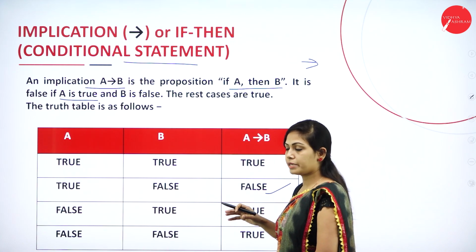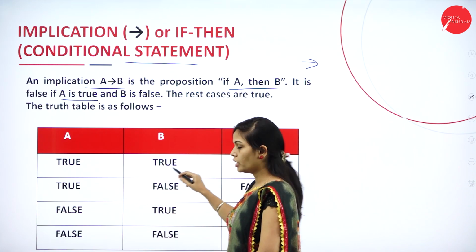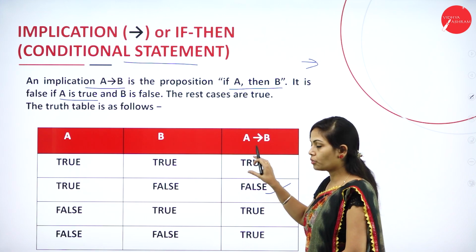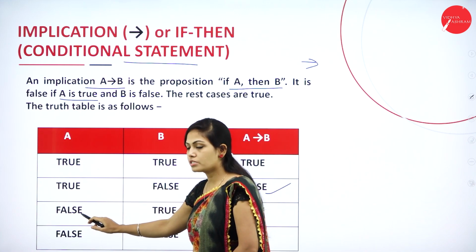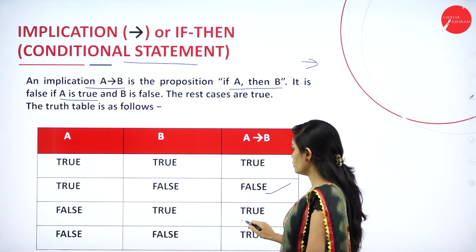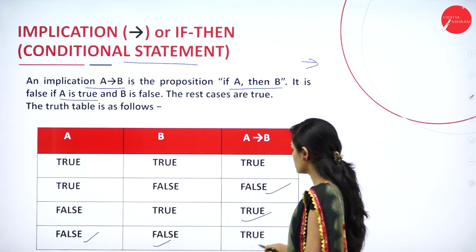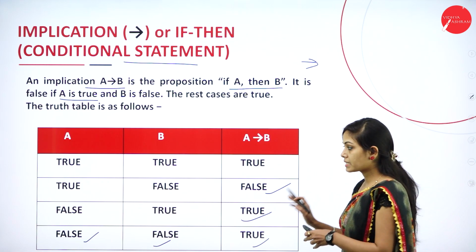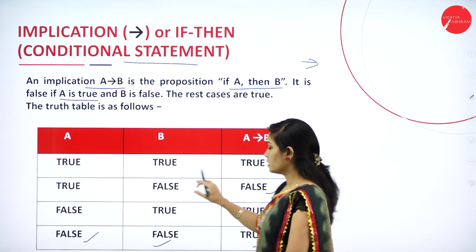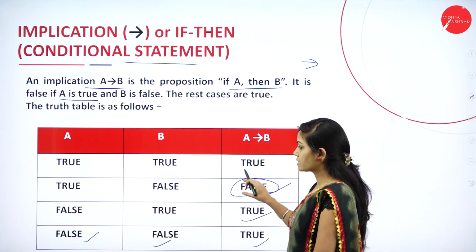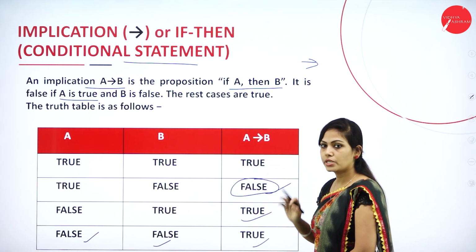So in a conditional statement, if your first condition is true and the second condition is true, then A implies B is also true. And if your condition is false and true, it is a true statement. And if your condition is false and false, the final condition is also true. Except when the first condition is true and the second condition is false, the statement is false. Except for this one, all the conditions are true in a conditional statement.